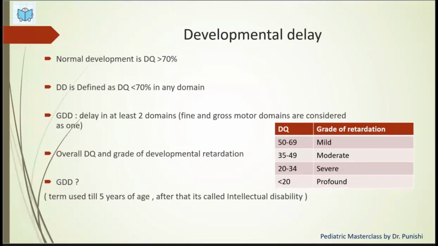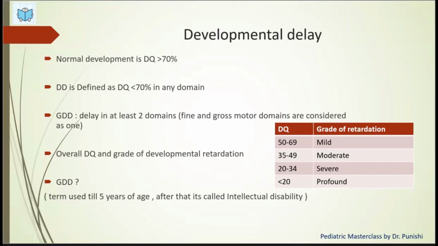What is the definition of global developmental delay? When you have delay in at least two domains. We look at domains as gross motor, fine motor, language, and social. But when we're talking about global developmental delay, we club the fine motor and gross motor into one. So when the child has delay in the motor along with either social or language, then we call it a global developmental delay. So there has to be a delay in at least two domains, where gross and fine motor domains are considered as one.